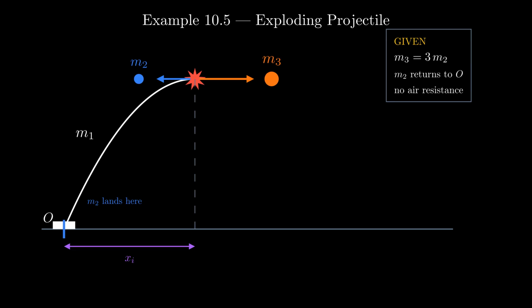Neglect air resistance and any effect of the Earth's curvature. The question we have to answer is how far from the original launching point the larger piece finally lands, a distance we will call x sub 3f.